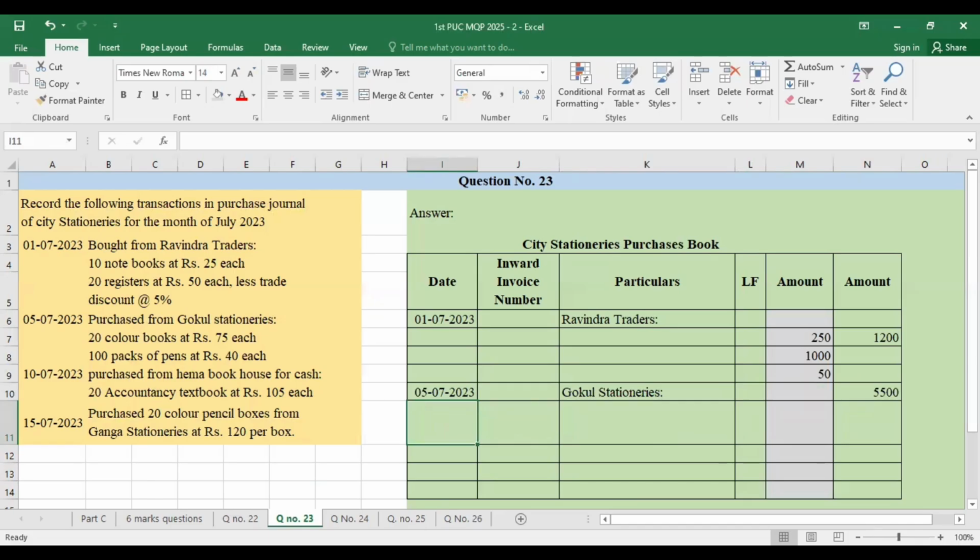Next, on 10th July, they have purchased from Hema Book House for cash. So here they have paid cash. So this entry will not appear in the purchase book, but will appear in the cash book. So you'll have to ignore this transaction. Next, the transaction happened on 15th July 2023. So they have purchased some pencil boxes from Ganga Stationaries.